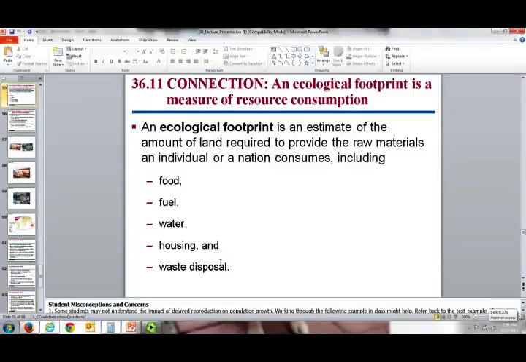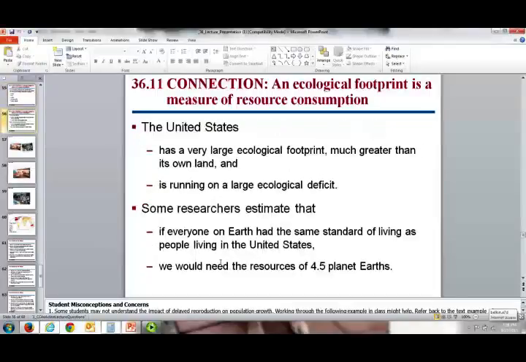So the ecological footprint is the estimate of the amount of land required to provide the raw materials an individual or a nation consumes. With the raw materials, we mean food, fuel, water, housing, and waste disposal. So the United States has a very large ecological footprint. It's much greater than its own land, and it's running on a large ecological deficit. So some researchers estimate that if everyone on Earth had the same standard of living as people living in the United States, we would need the resources of 4.5 planet Earths.